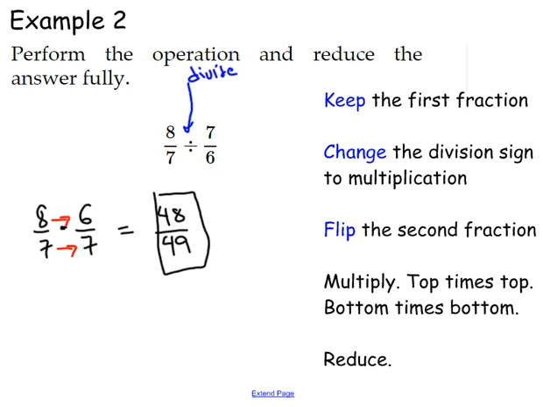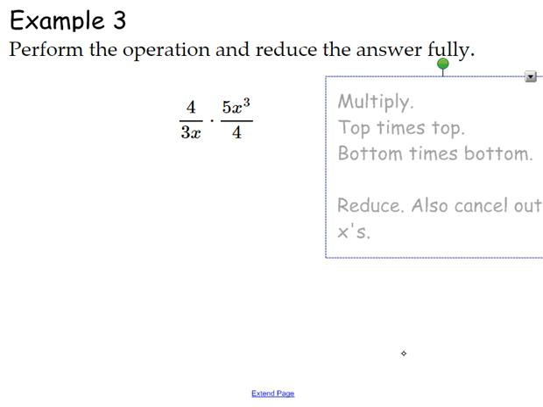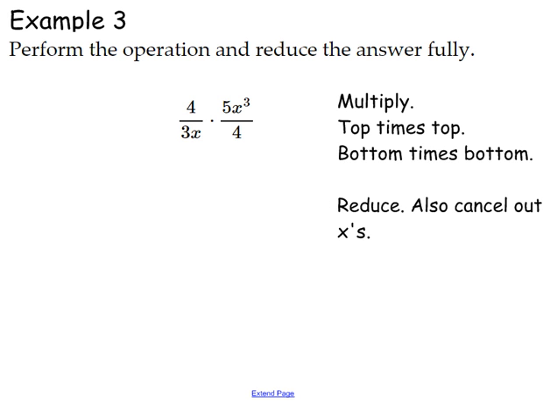All right, now let's try some multiplication with x's. So it says perform the operation and reduce fully. So look, it's essentially the same steps. You're going to multiply, so top times top and bottom times bottom. So 4 times 5x to the third is 20x to the third. And 3x times 4 is 12x. Now we got to reduce.